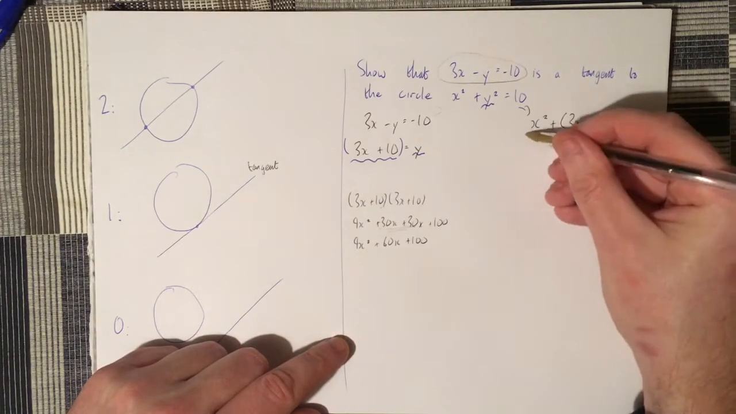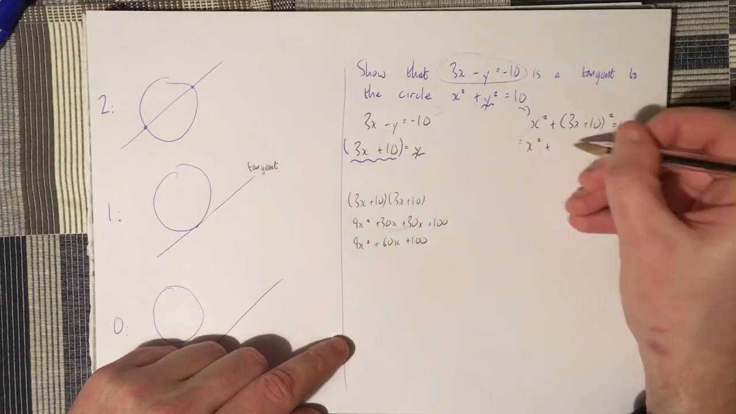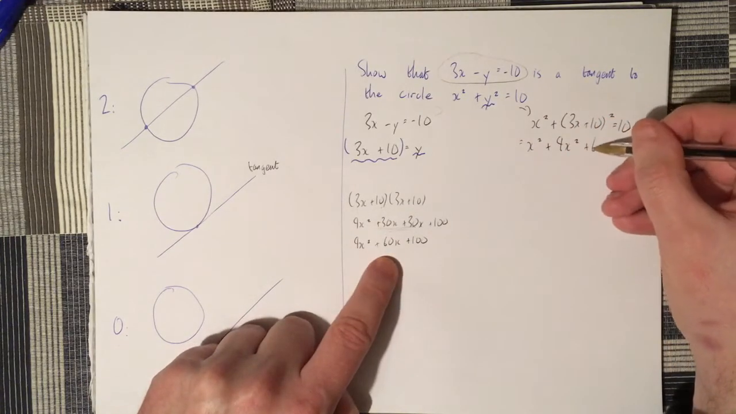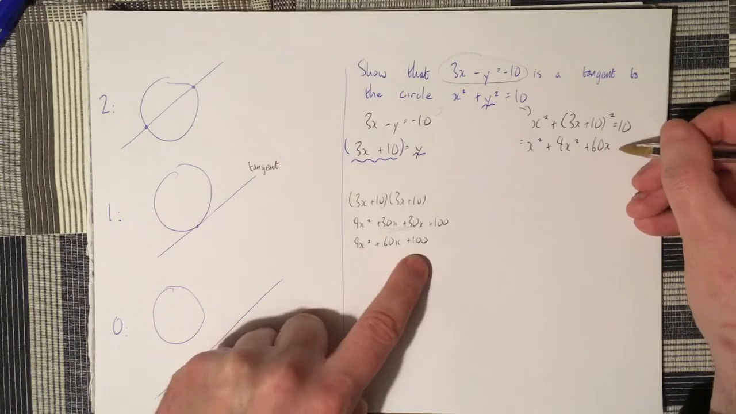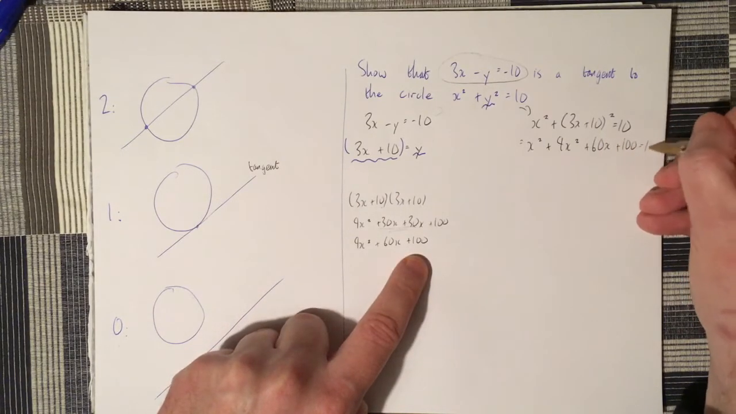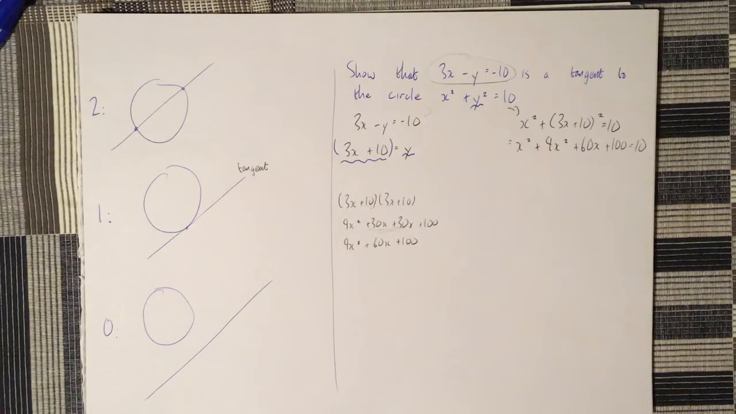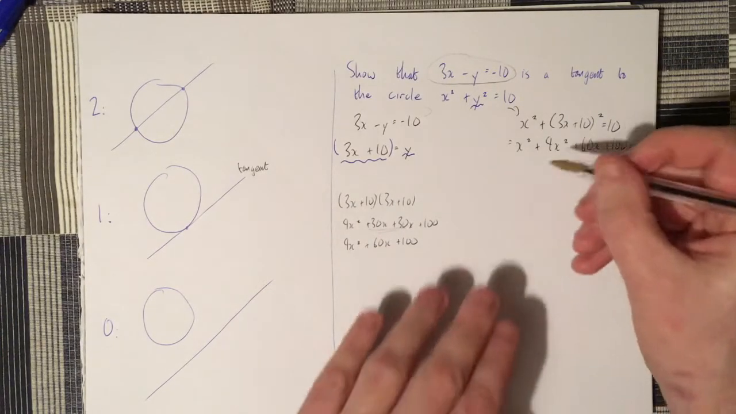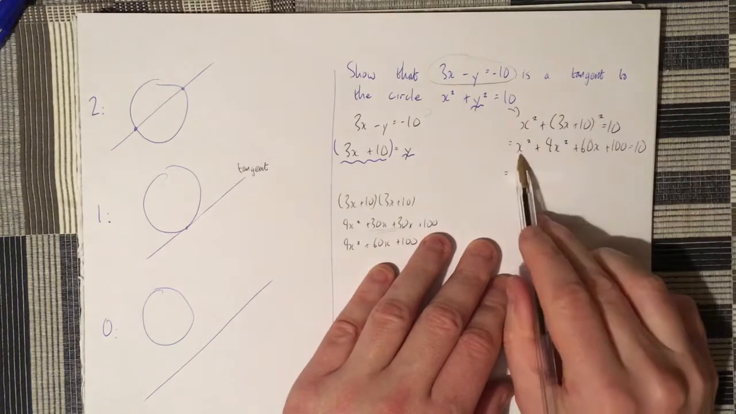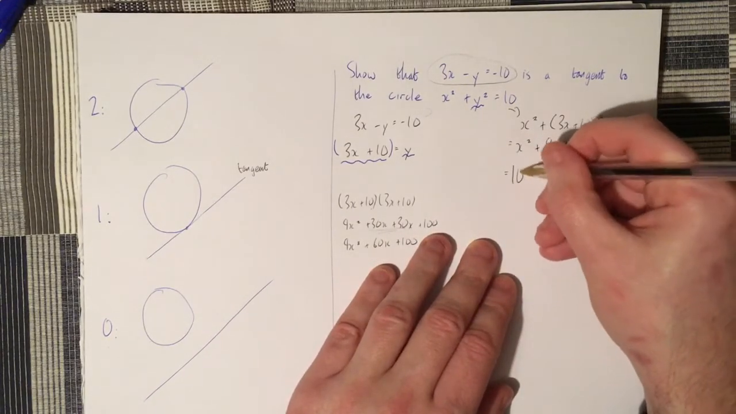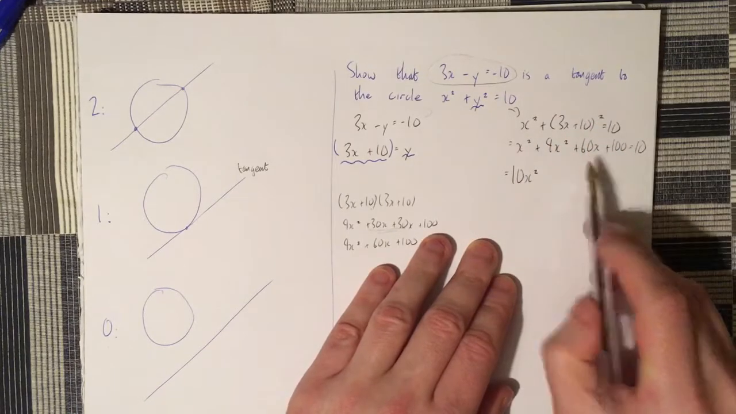Okay, so I have x squared plus 9x squared plus 60x plus 100 equals 10. So let's get everything over to one side equal to 0. So x squared plus 9x squared is 10x squared plus 60x.